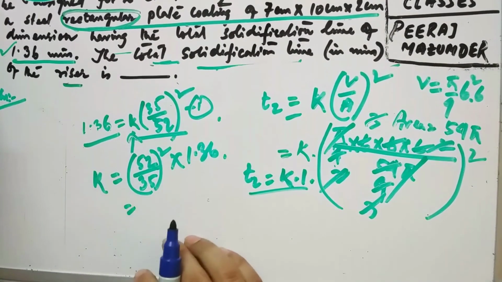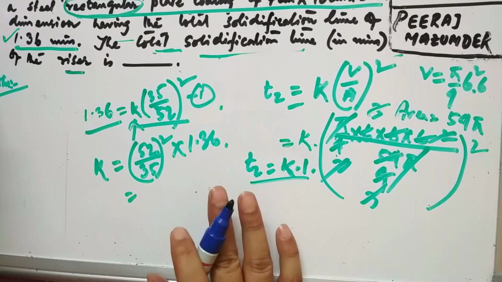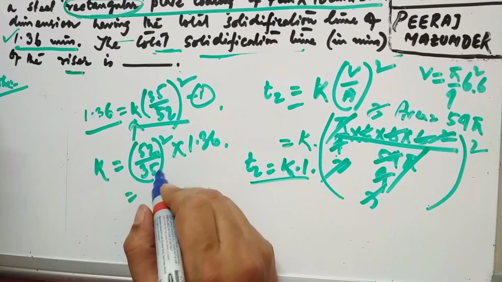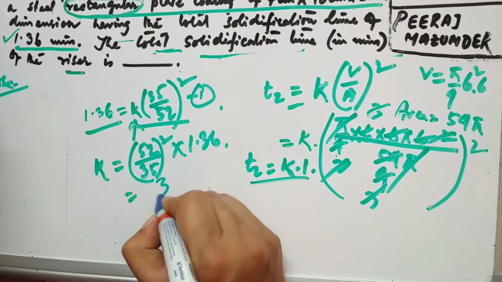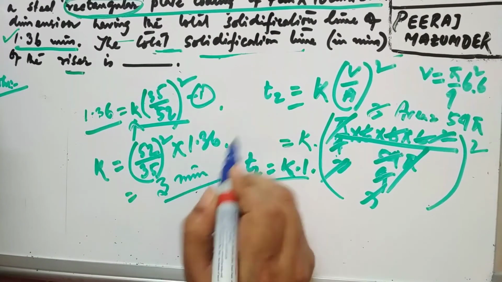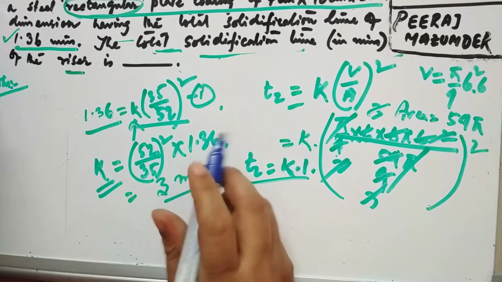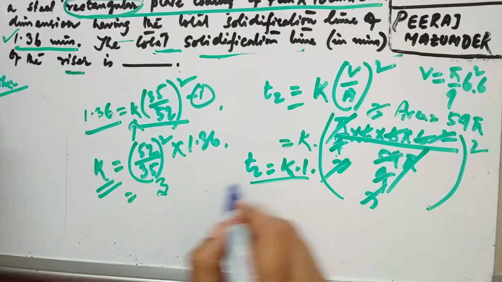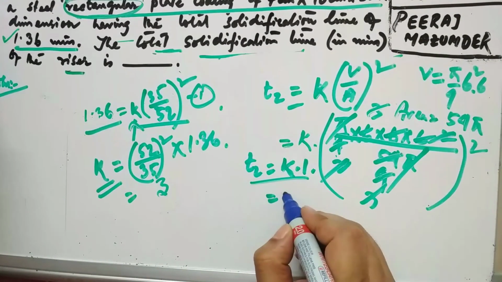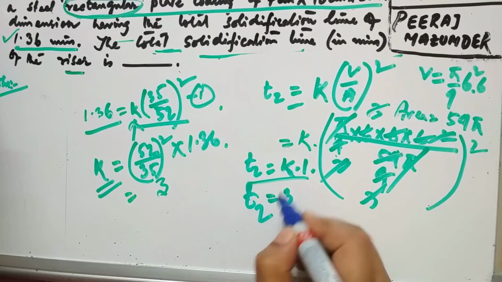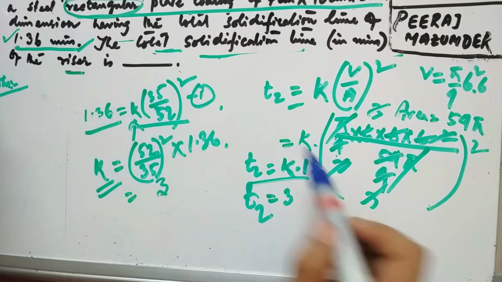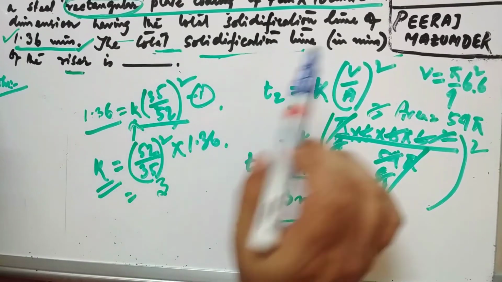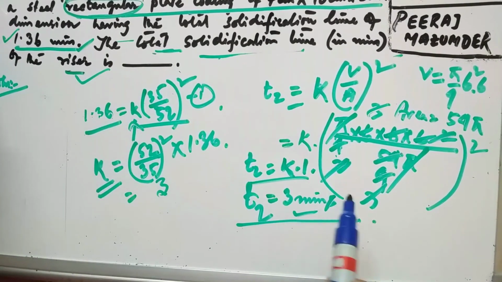Now if you calculate using a calculator, you will find that K is coming to be 3. Now if you put it over here, for T2 it will be 3. Because the time is given in minutes, T2 is 3 minutes only. So the total solidification time of the riser is coming to be 3 minutes.